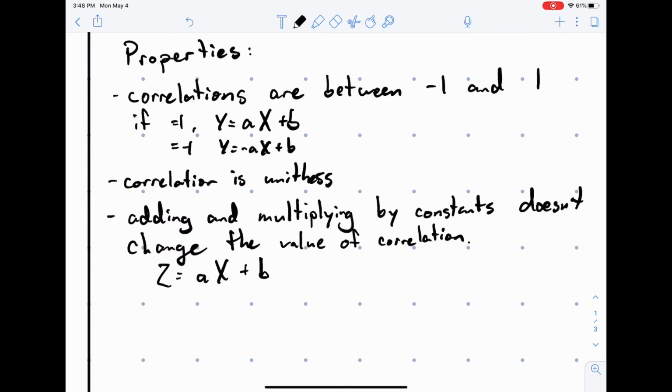So if they're positively correlated before, they'll be negatively correlated afterwards. And similarly, if they're negatively correlated, multiplying by a negative constant, they'll become positively correlated. So rather, I should say absolute value.